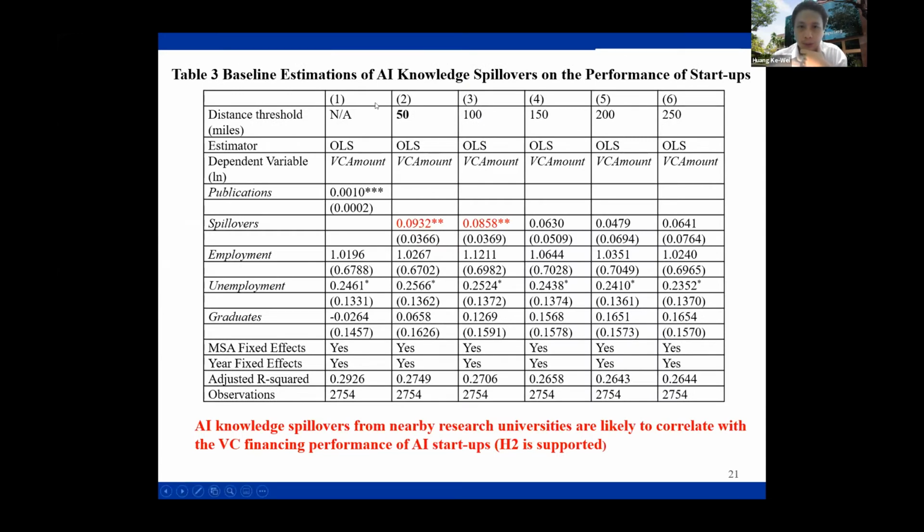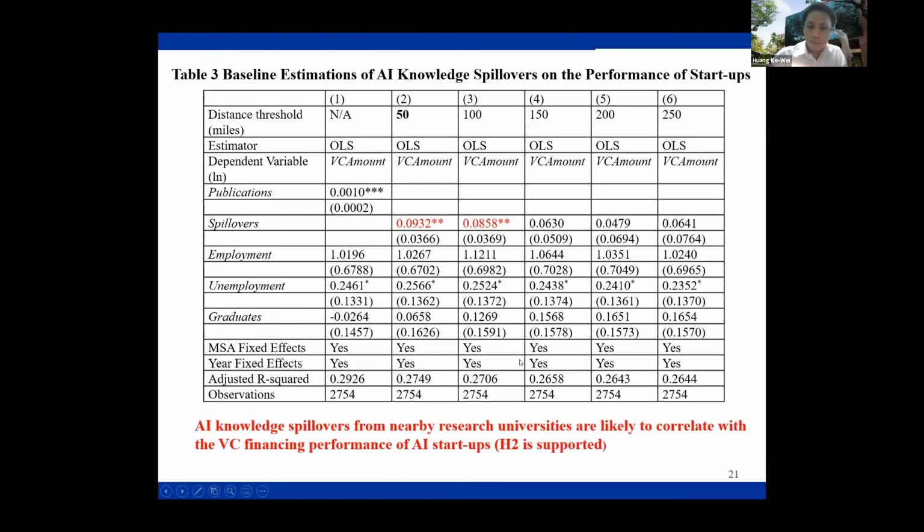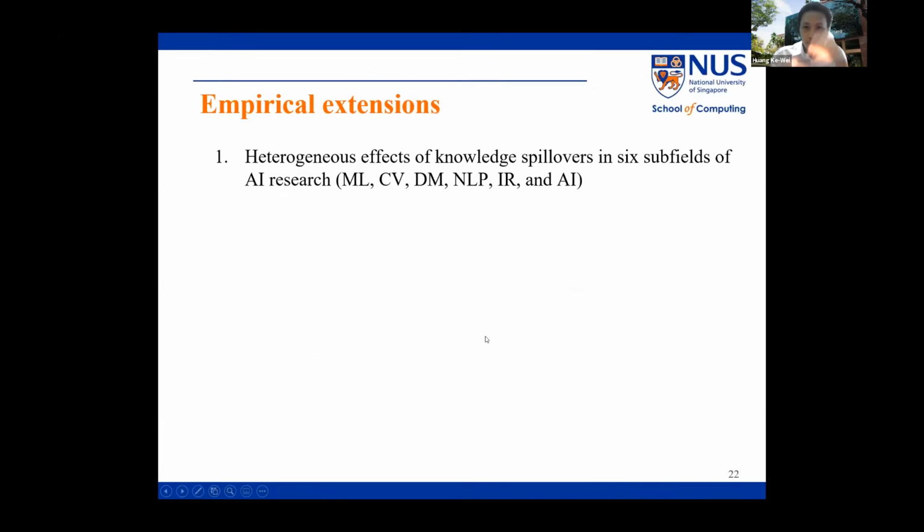The results for the amount of VC investment are also similar. These two are quite significant, but beyond 150 miles it becomes not significant. And as a preview of our results, in most of our analyses the number of startups is much easier to predict or explain. For example, the R square is very high, 60-something, but for the VC amount it is much lower, and there are also fewer significant variables. So that's the baseline finding.